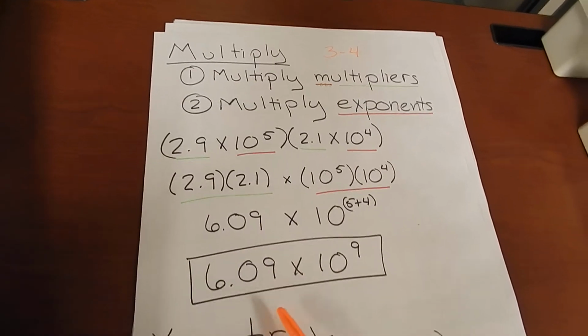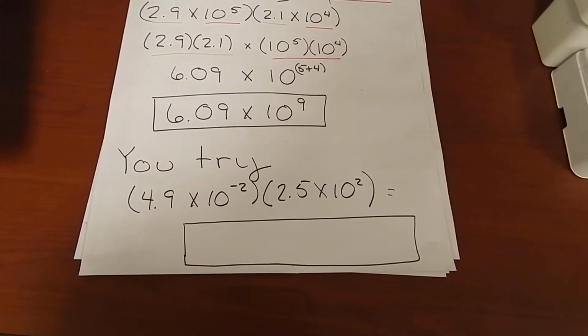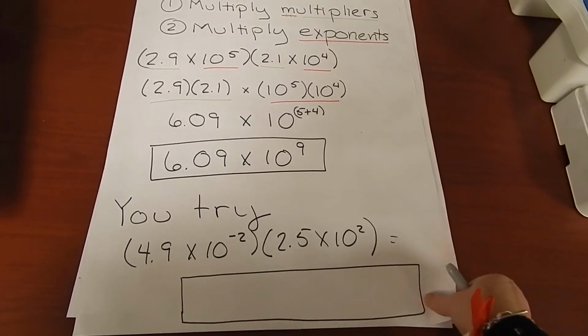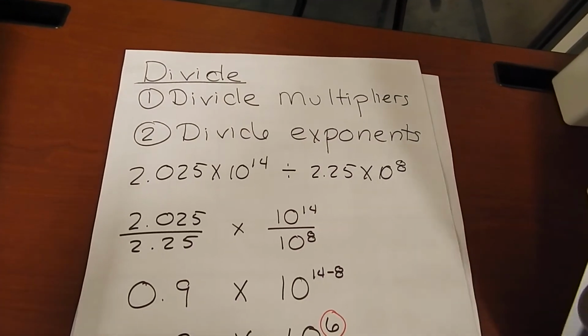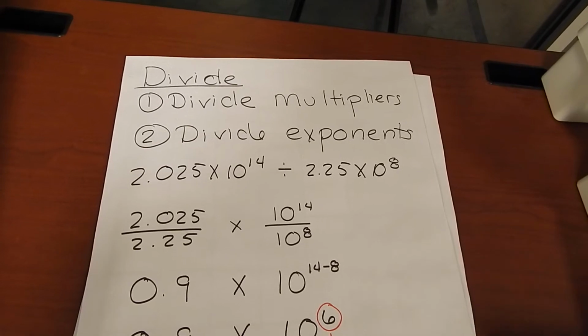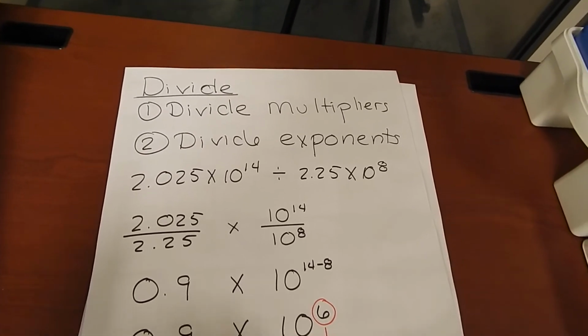Multiply, multiply. That one's a lot easier. So you go ahead and you try this. All right, so what about dividing? Dividing is the same thing. You're going to divide the multipliers, and you're going to divide the exponents.